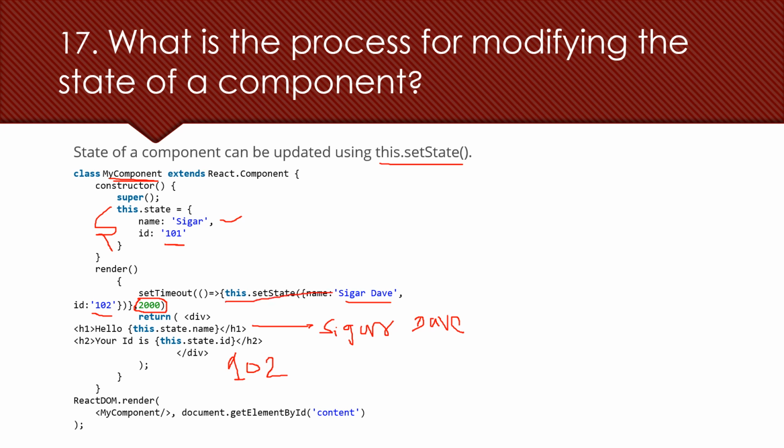This is a syntax for that. Sorry, it's the wrong one. Let me try to do that again. This is the syntax, this dot set state. This is the curly braces, the name of the property which we want to set, and the value. This is how we can set that.